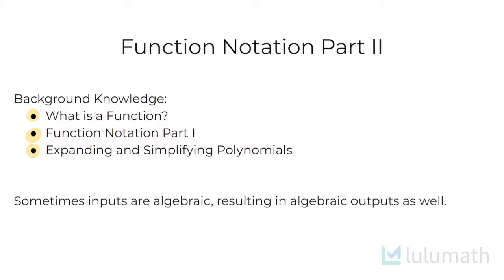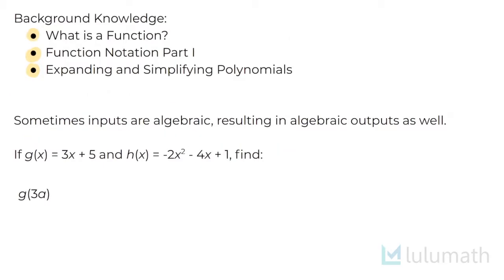Speaking of algebra, some inputs are algebraic, resulting in algebraic outputs as well. In our first video, all of our inputs were numerical. They were actual numbers, and when you plugged in your numbers, you got numerical answers. Now we're going to plug in algebraic inputs with variables, and we're going to get outputs that have variables in them as well. Here we are given that g of x is equal to 3x plus 5, and h of x is equal to negative 2x squared minus 4x plus 1.